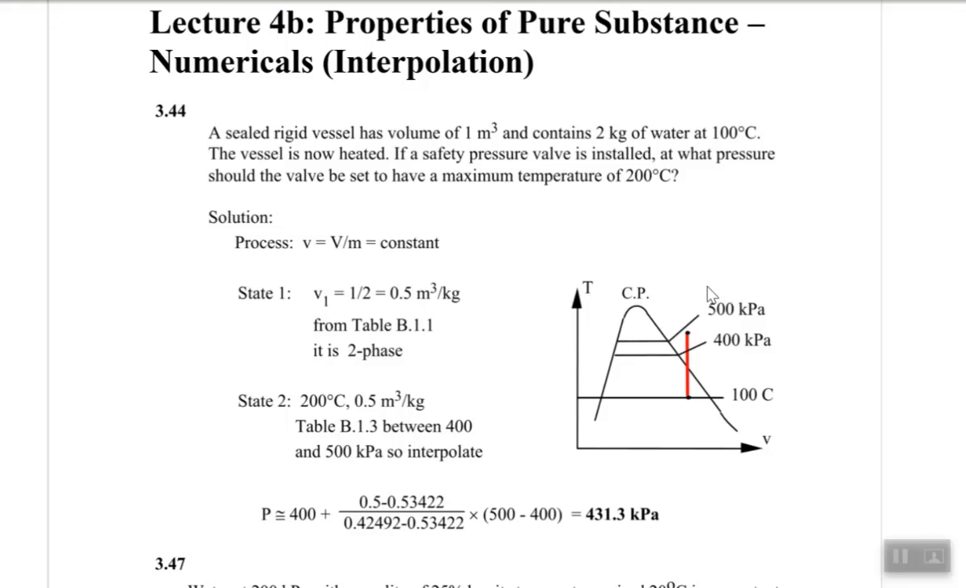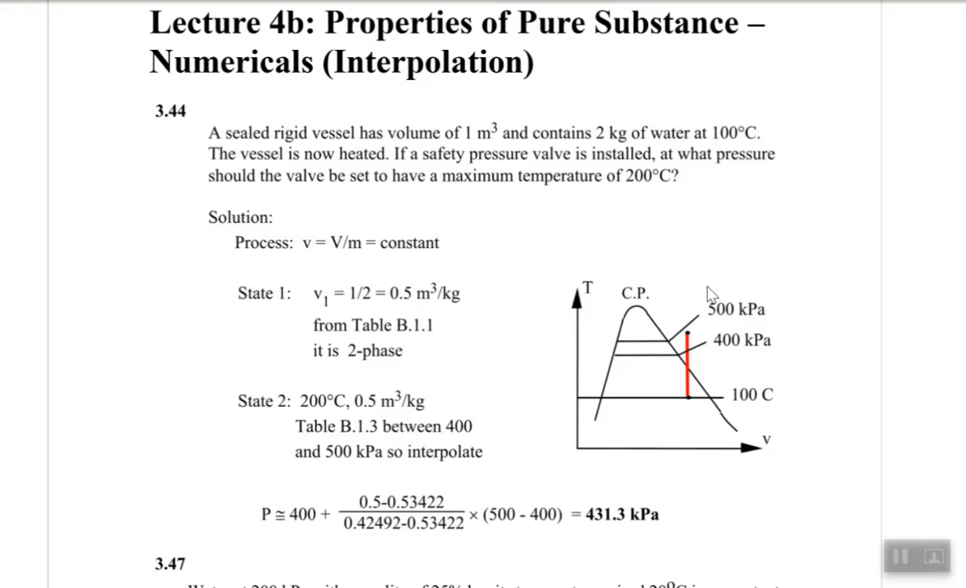Let's start with lecture 4b, properties of a pure substance, and again we will be doing some numericals related to interpolation. Problem 3.44 in your book: a rigid sealed vessel has a volume of 1 cubic meter which contains 2 kg of water at 100 degrees centigrade.